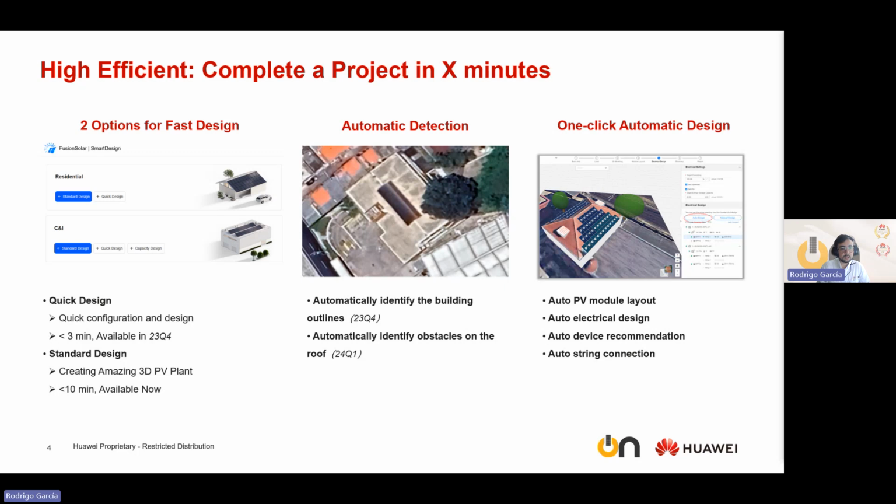You will also have the automatic detection. It will automatically identify the building outlines. It will identify obstacles on the roof. And as I told you, it's a one-click automatic design. You can automatically select the PV module layout, how the electrical design will be, which devices the program will recommend, and how the strings should be connected.